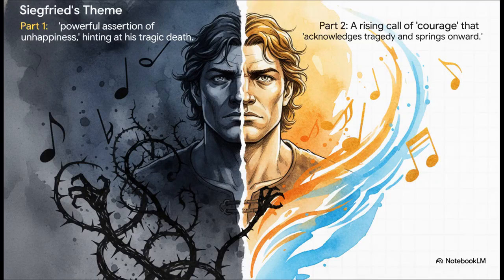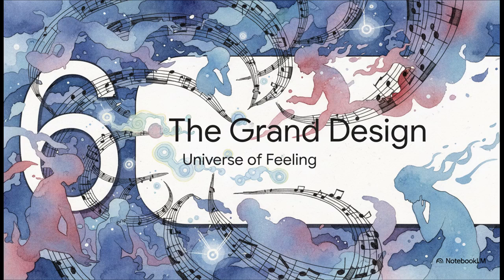And Cook's analysis just nails it. The first half, with its specific minor notes, is what Cook calls a powerful assertion of unhappiness. That's the music hinting at Siegfried's tragic death. But it doesn't end there. Immediately after, the second half of the theme just surges upwards in a pattern Cook defines as courage that acknowledges tragedy and springs onward. His theme literally defines him as a tragic hero, someone who's both doomed and heroic at the exact same time.